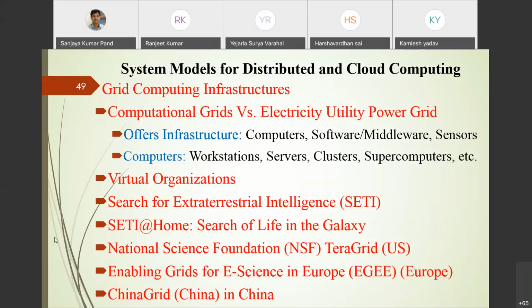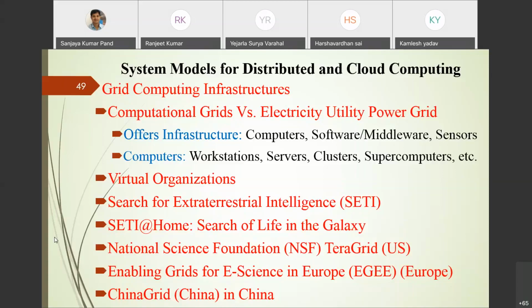And one example I repeatedly prefer is SETI, the Search for Extraterrestrial Intelligence. This is a project which was coined by the University of Berkeley, right? So in SETI at home, the main objective is the search for life in the galaxy, right? This is a great computing project. If you install the BOINC platform, I'll tell you how you can add SETI at home into the BOINC project. And after adding this project, you will check the utilization of your computer system.